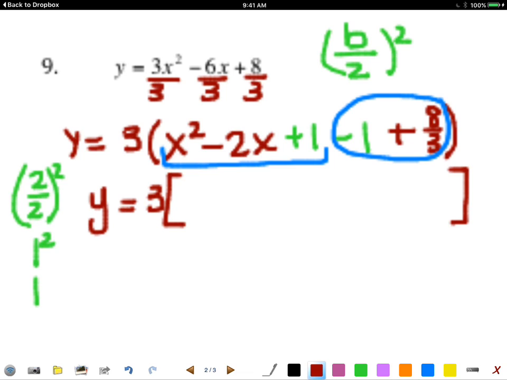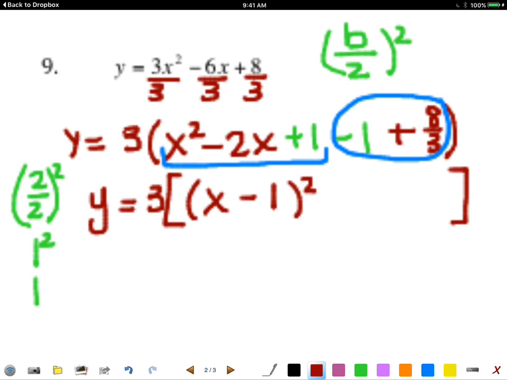All right, now factor what I have in blue there boxed in. X what? Minus 1 quantity squared, right? Because the square root of x squared is x. The square root of 1 is 1. And then this is the sign right here that comes down right here. Everybody with me?